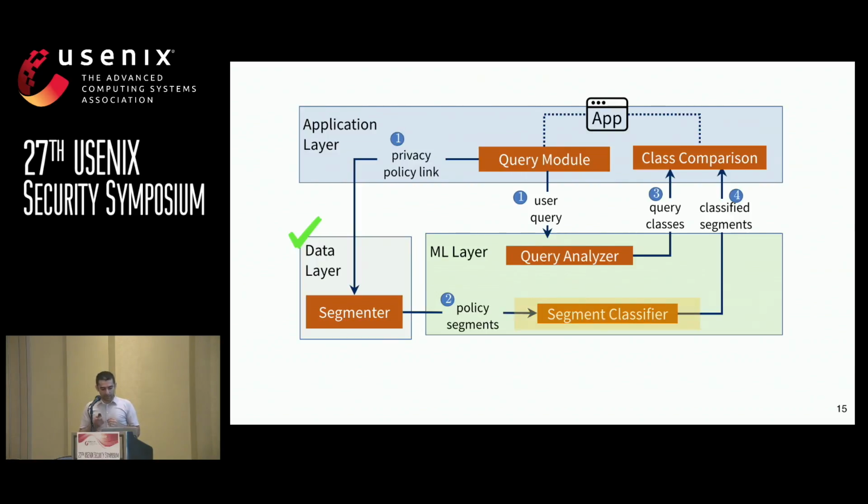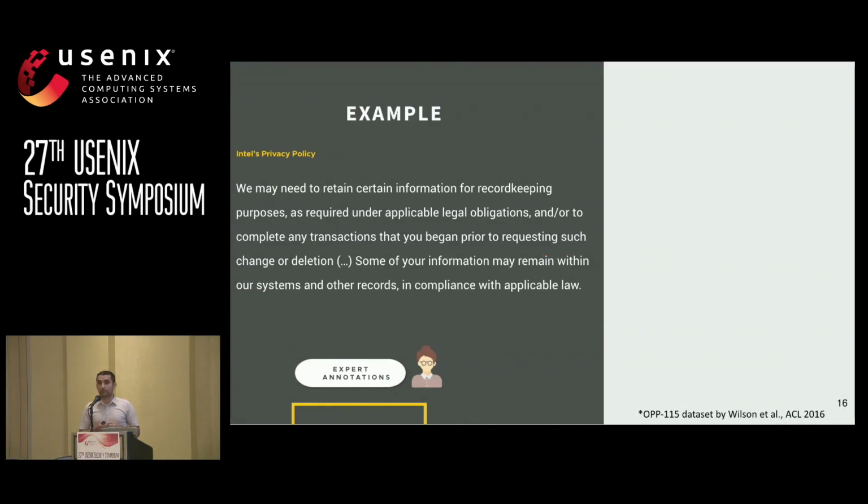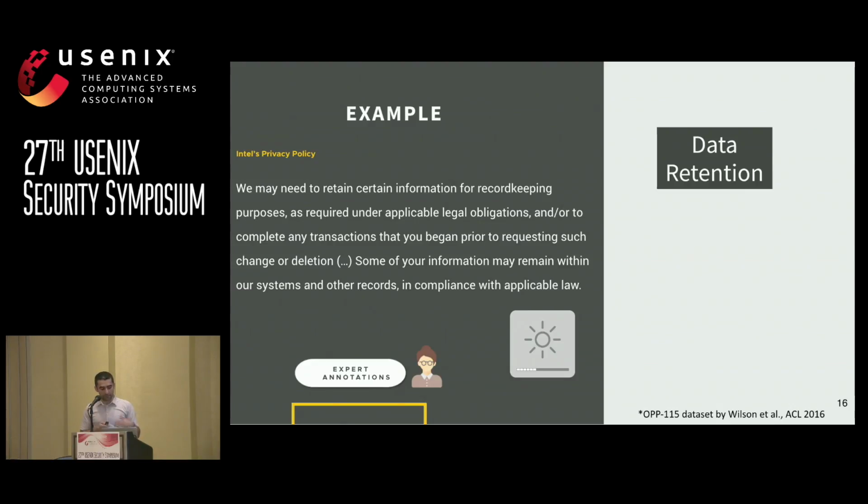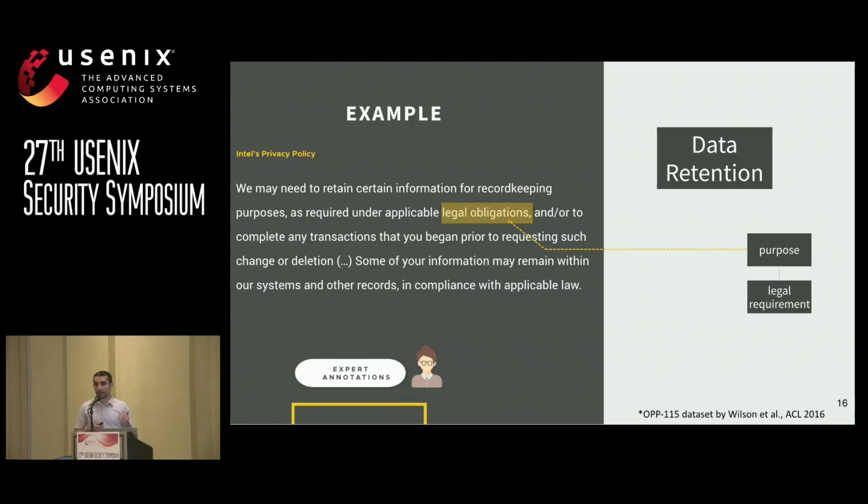Okay, so this is how we do the segmentation. Now, how we do the classification. So let's start with an example. This is an example from Intel's privacy policy. At a high level, this segment is talking about data retention because, as we see, we may need to retain certain information. On a lower level, there's more detail there. The purpose for data retention is legal requirement, and the information type is generic information. It's not talking about specific data.